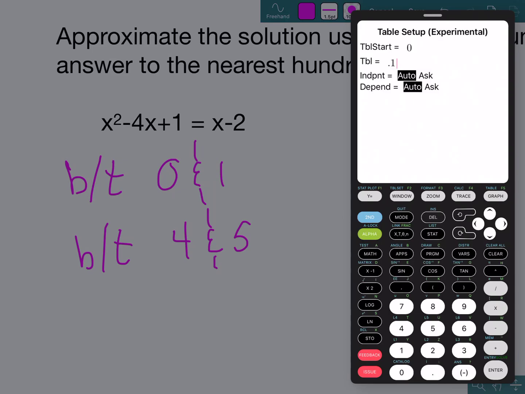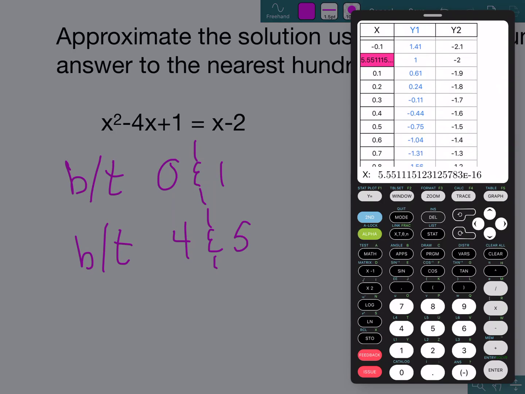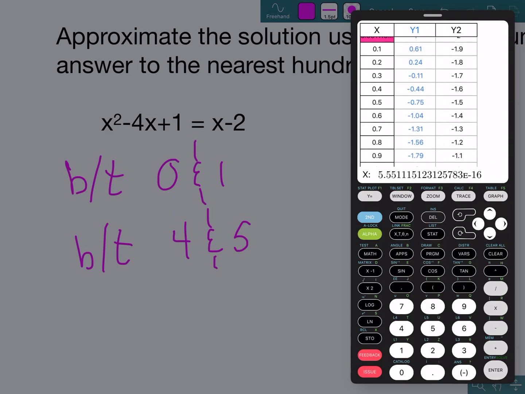Okay, now we can quote unquote zoom in here. We're going to do this by changing our table set. So we go to second, window. And here at table start, I'm going to start at 0 because I know it's between 0 and 1. This here where it says TBL, on a TI-84 it says delta table. I'm going to change this and make it 0.1. I'm going to go back to my table, second graph. So now I'm at 0.1 increments, right?